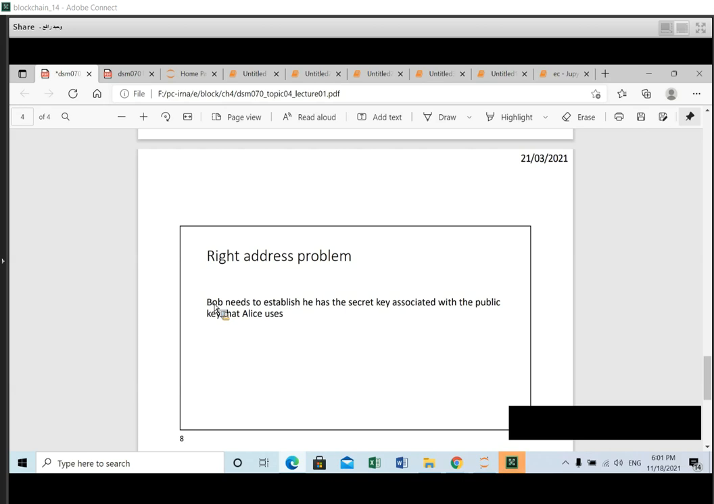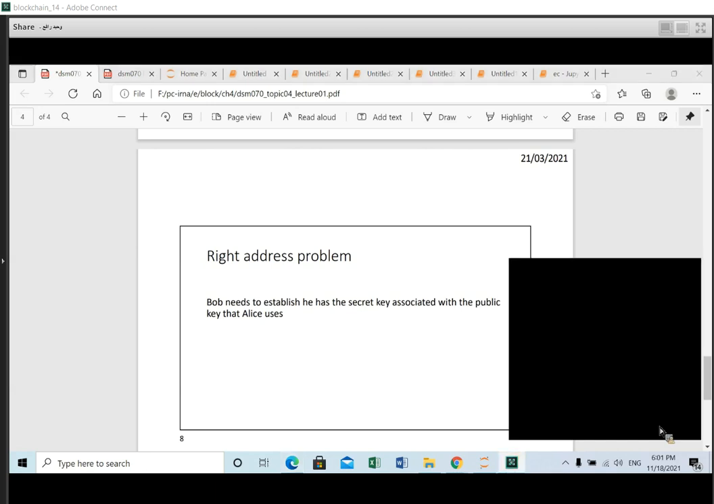About Bob: if Bob wants to spend the money, if Bob wants to really receive the money, he must prove that he has the key. How can he prove that? Since Bob has the secret key, the private key associated with the public key, he can simply prove that he is the owner of the money.